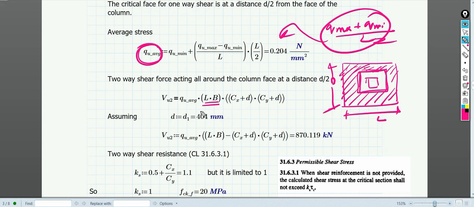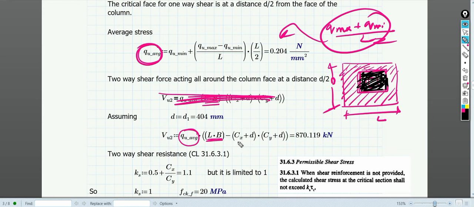Yeah, this equation is a bit wrong, don't consider. So see here, VU2 is equal to Q average into L into B, that is the total area, minus this black area, suppose, because that will go down. This area we have to subtract. So over the other area, whatever force is acting, that we can take as the upward force that is acting for a punching shear.